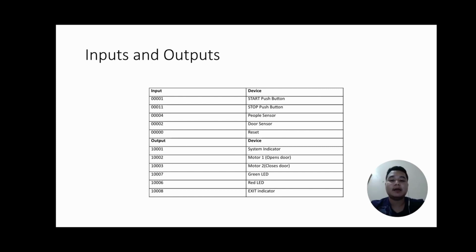Green LED will turn on when visitors are less than 5 in the hospital. Red LED will turn on when visitors are higher than 5 in the hospital. Exit indicator will tell the visitors that the visiting time is up.